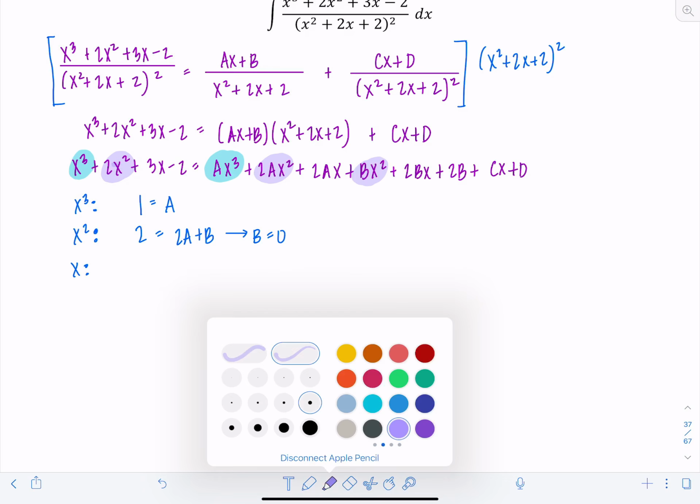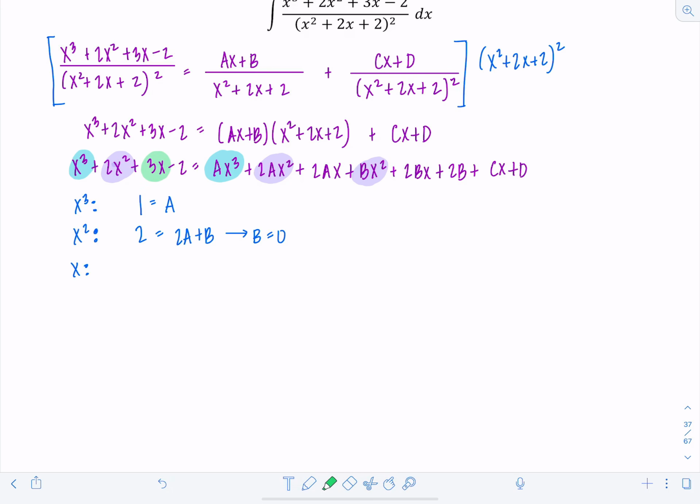All right, moving on to x. 3x equals 2ax plus 2bx plus cx. Okay, so that means 3 has to equal 2a plus 2b plus c. But remember, we already know a and b. a is 1, b is 0. So that means c has to be 1.